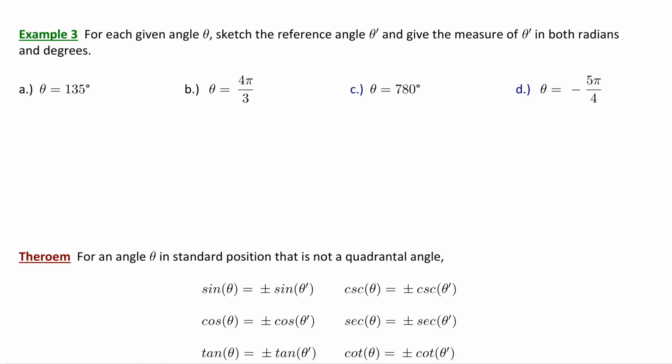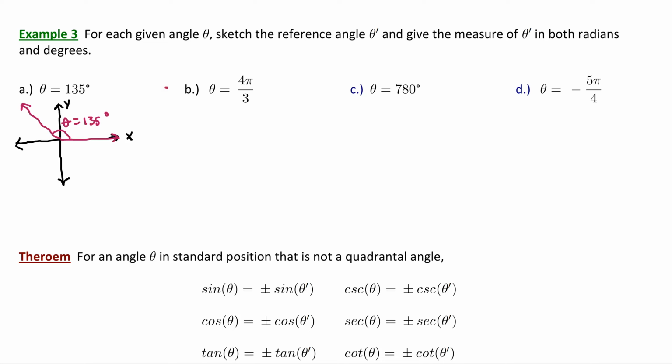For each given angle theta, sketch the reference angle theta prime and give the measure of theta prime in both radians and degrees. So we'll begin with the angle 135 degrees. I'm going to start by constructing that angle in standard position. So we're going to draw our XY rectangular coordinate system. 135 degrees lands in quadrant 2. So in standard position, we have 135 degrees over here. So this angle is theta equals 135 degrees.